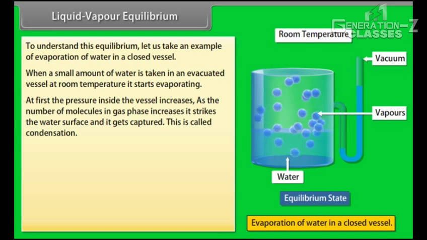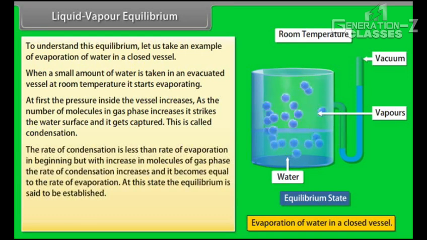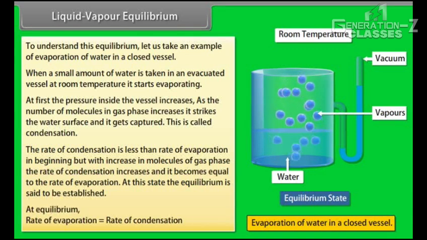This is called condensation. The rate of condensation is less than rate of evaporation in beginning, but with increase in molecules of gas phase, the rate of condensation increases and it becomes equal to the rate of evaporation. At this state, the equilibrium is said to be established. Thus, at equilibrium, rate of evaporation is equal to rate of condensation.